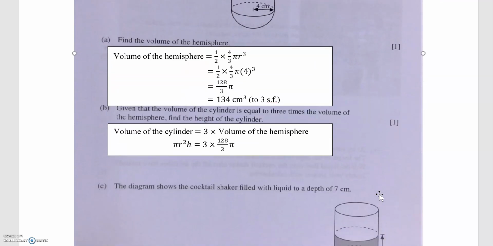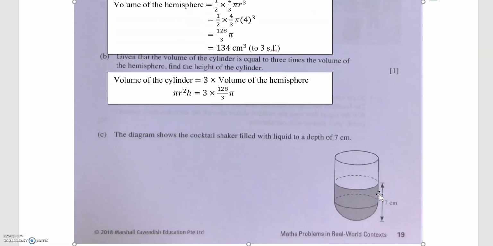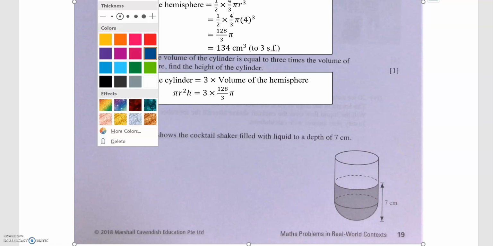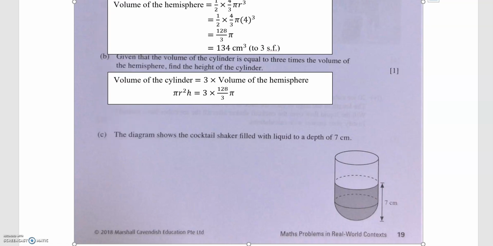For part C, the diagram shows the cocktail shaker filled with a liquid to a depth of 7 cm. Now knowing this, since I know that the radius of the hemisphere is 4 cm, it would mean that the liquid fills the cylinder to a depth of 3 cm. Let's go on to the question.